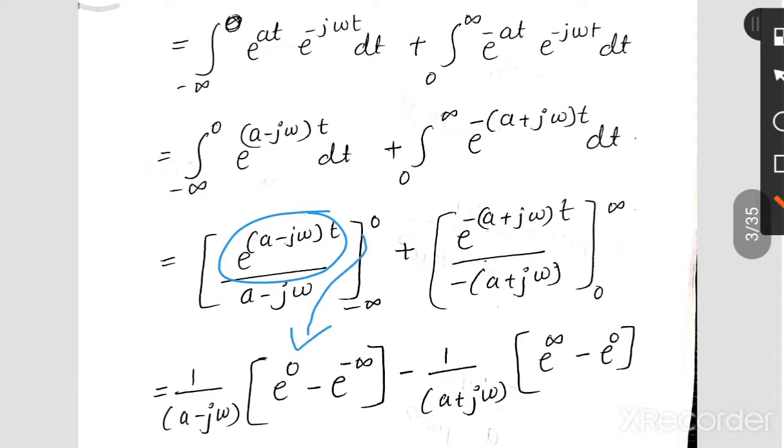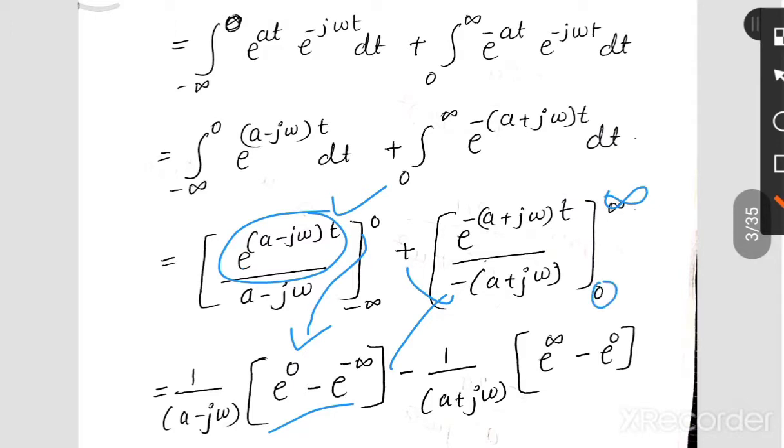Upper limit is e raised to t, in the place of t we are substituting 0, so it will be e raised to 0 minus e raised to minus infinity. Okay, t we are substituting minus infinity, so it will be minus infinity. Similarly, here you can take the minus sign outside, and then 1 divided by a plus j omega you can take outside. Now you can substitute upper limit minus lower limit.